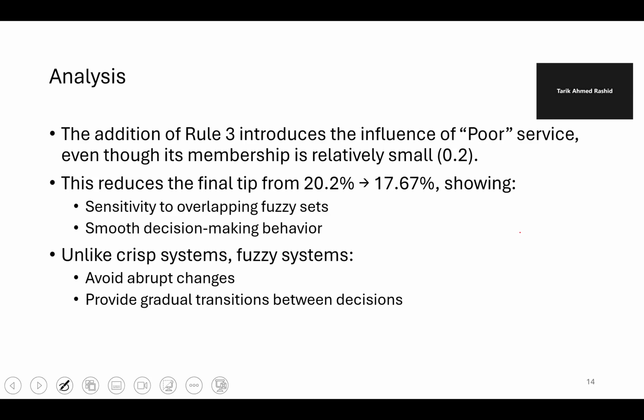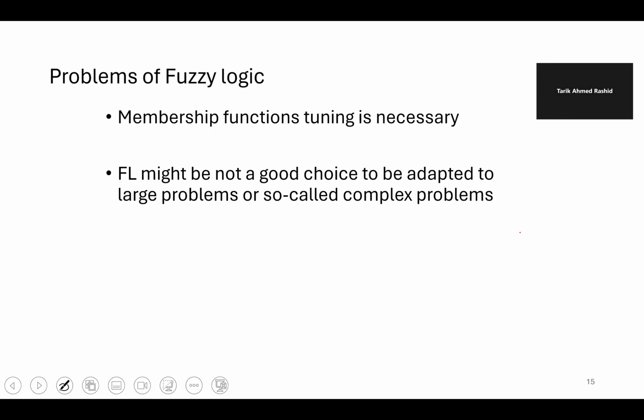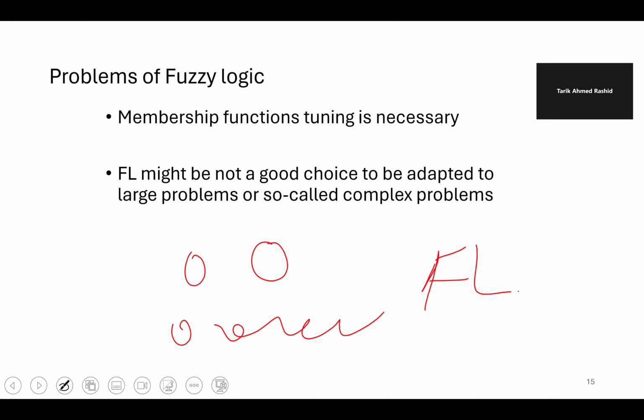So there is sensitivity to overlapping fuzzy sets, smooth decisions that avoid abrupt changes, and gradual transition between decisions. The problems of fuzzy logic: it is not easy to tune membership functions, and it might not be a good choice for larger problems with many outputs or many inputs. So fuzzy logic cannot be a good solution there.